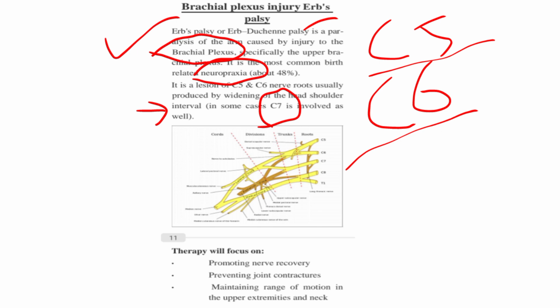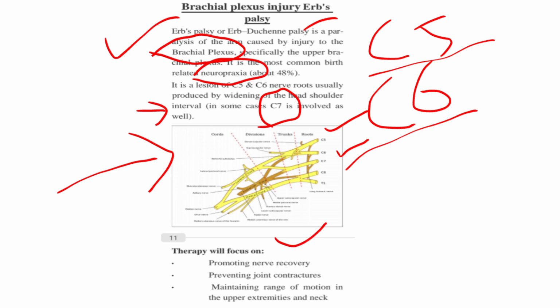C5 and C6 are also called the upper brachial plexus. Here you can see C5 and C6. If the muscles are stretched, it can cause brachial plexus injury.